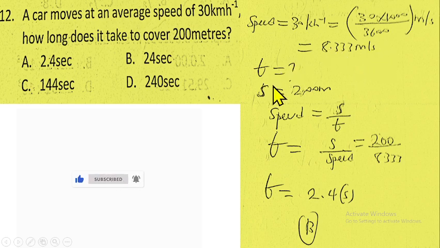So we are looking for the time. We know the distance, 200 meters. So speed is distance over time. If you make time the subject of the formula, you have distance over speed. So distance is 200 divided by 8.33. Time will be 24 seconds. So option A is the correct option for question number 12.